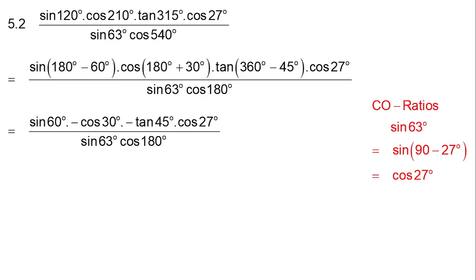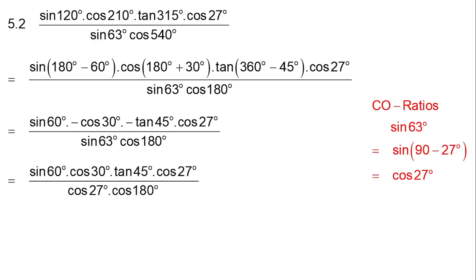Now with co-ratios, sine 63 could be written as 90 minus 27, and because you have a 90, it means your trig ratio must change. So that just shows you that sine 63 and cos 27 are actually the same thing. So instead of sine 63, we rewrite it as cos 27.